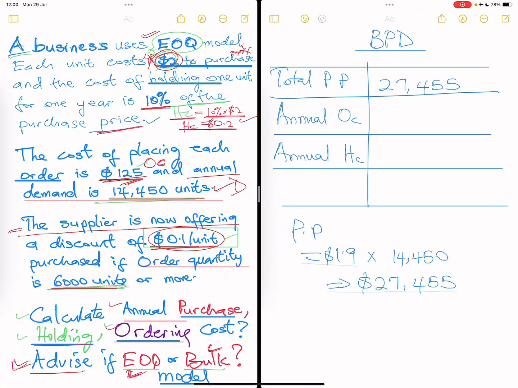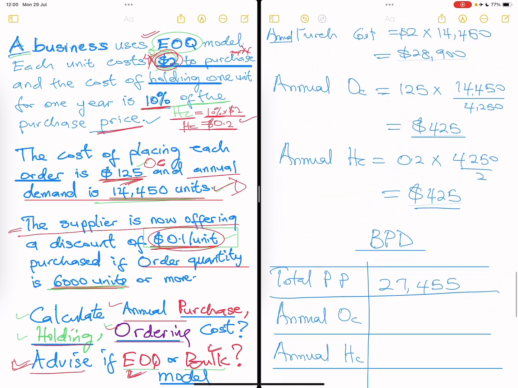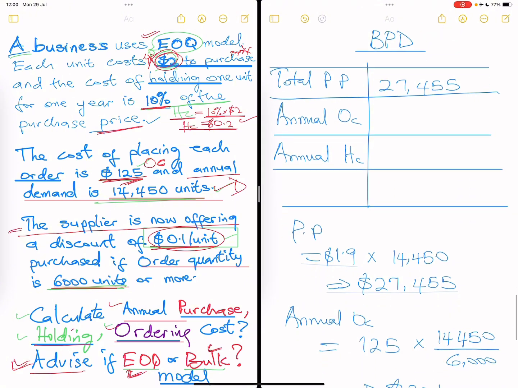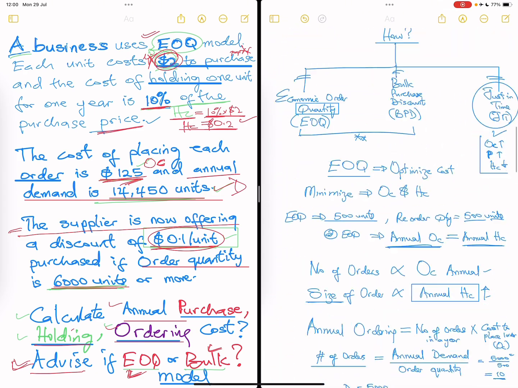What happens to the ordering cost? Annual ordering cost, we expect it to reduce because we're going to order less often. But let's calculate it. The cost is 125 per order. Number of orders will now be 14,450 divided by 6,000, because that's what we order every time under this bulk purchase discount method, and that will give us $301. And you can see this is lower than the 425 under EOQ. So this is really looking good, right? So 301, which is in line with what we said earlier on about the bulk purchase discount method.